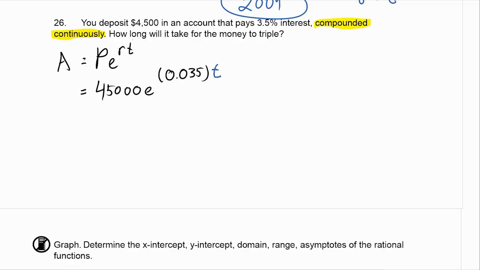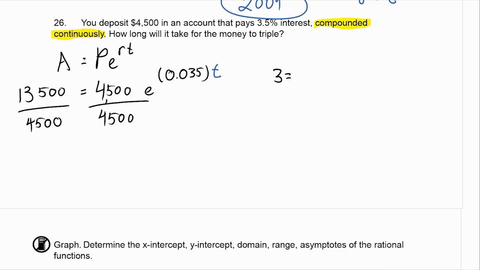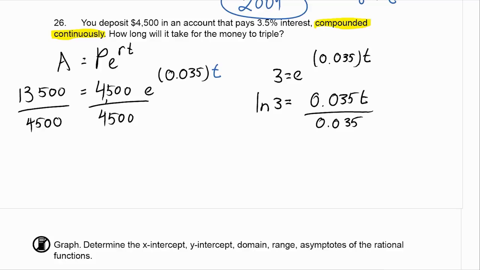and it says the tripled amount. So how long will it take to triple that value of 4,500? So if you triple that, 4,500, we end up getting 13,500. Divide both sides by 4500, and we should end up with 3 on the left-hand side. E to the 0.035 t. Calculate ln to both sides. That will drop the 0.035 t, and then divide both sides by 0.035.